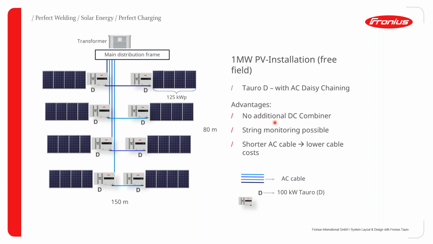The advantages here are that we have no additional DC combiner boxes. String monitoring is still possible, but here we have shorter AC cables and less AC cables, which again leads to lower cable costs.